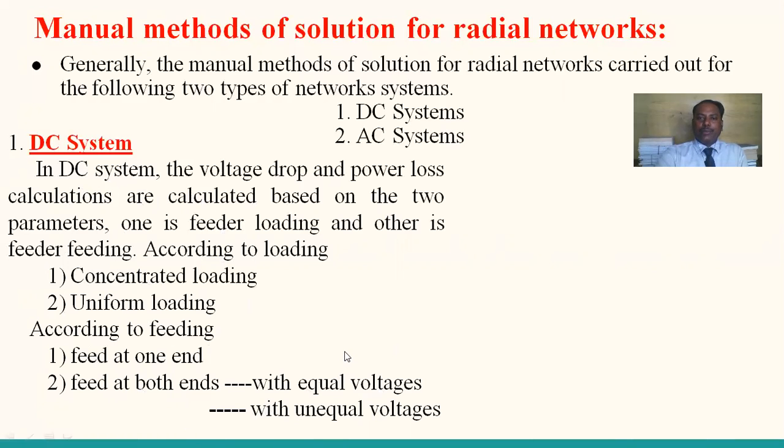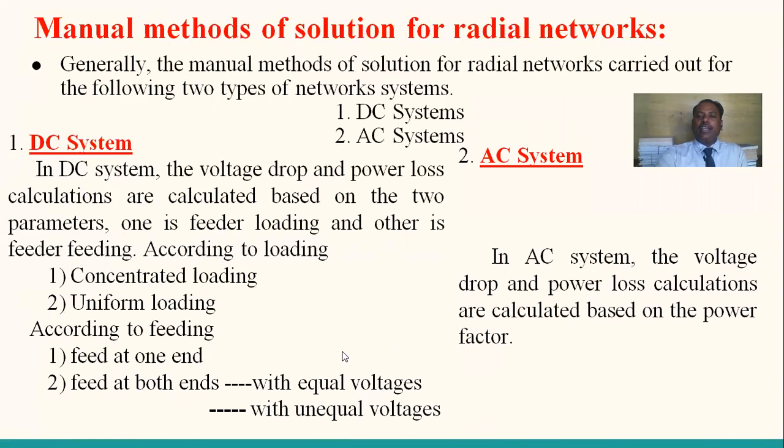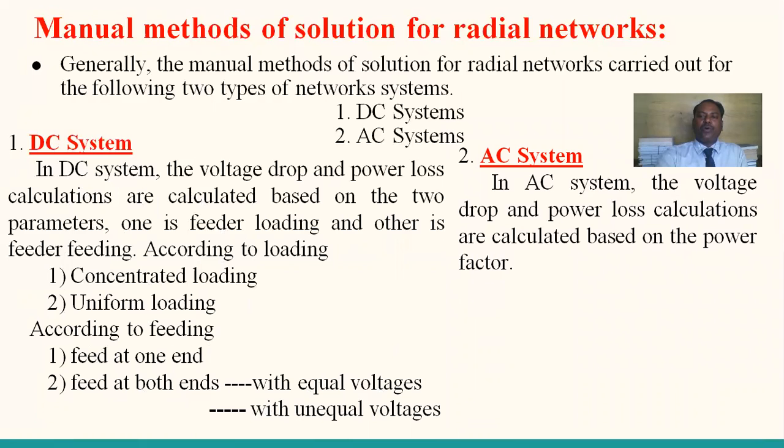Yes. Similarly, coming to the AC system, the voltage drop and power loss calculations are based upon power factor. Why? Because there are some modifications from the DC system to the AC system. That is, resistance is replaced by impedance, and arithmetic sums are replaced by vector sums because it has both magnitude and phase angle.